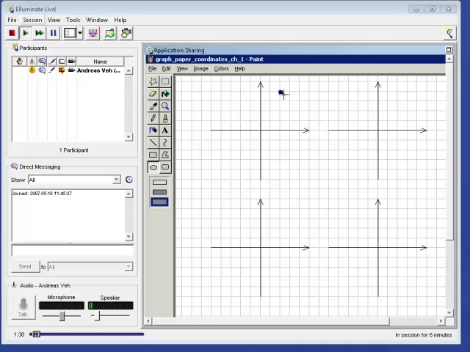Maybe make it bigger. There we go, 2, 4. So graph the point 2, negative 4. There it is. To graph the point negative 2 and 4, let's use a different color here. Negative 2 and 4. To graph the point negative 2 and negative 4.